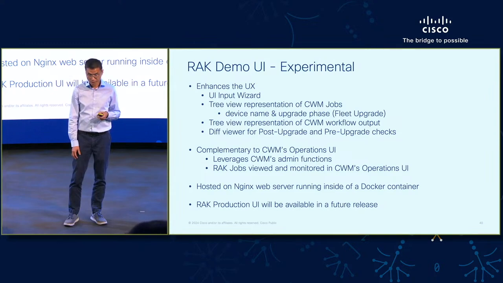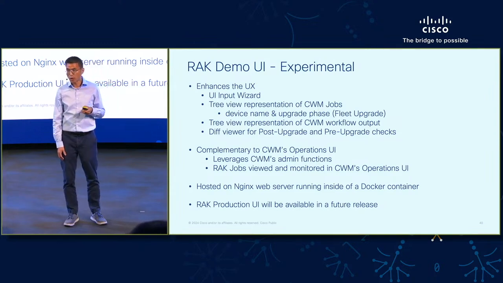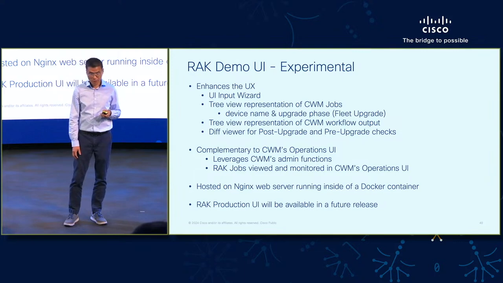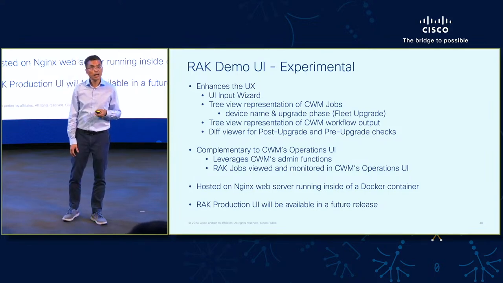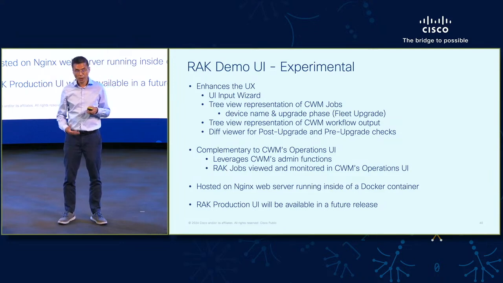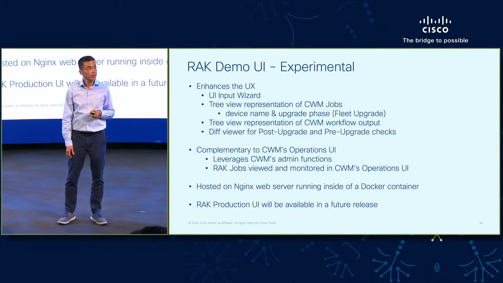The CWM's workflow output can be viewed in either the tree view format or the JSON format if you prefer. There's also a diff viewer for showing the differences between the post and pre-upgrade checks. It is complementary to CWM's operations UI. It leverages its admin functions for doing things such as creating resources and secrets and the loading of adapters.